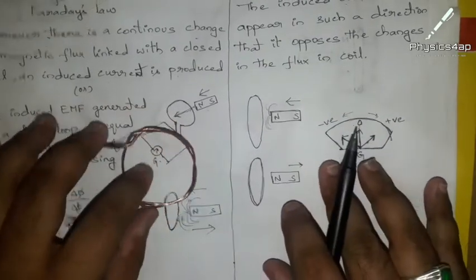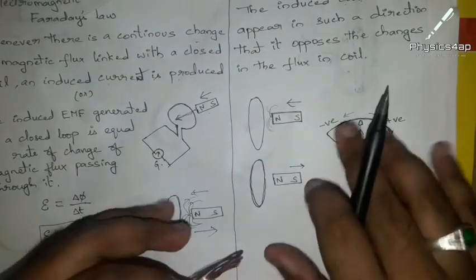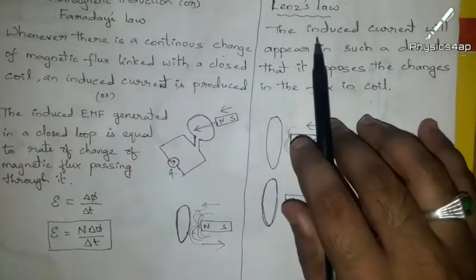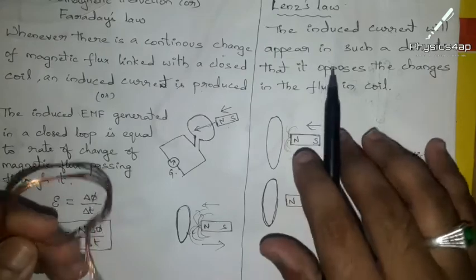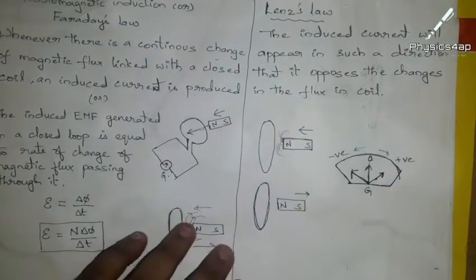For the CBSE syllabus they don't have Lenz's law, but for the state syllabus they have Lenz's law. In your textbook you might have seen this diagram over here.